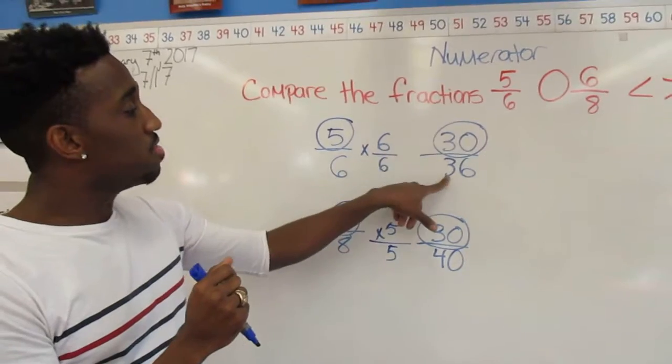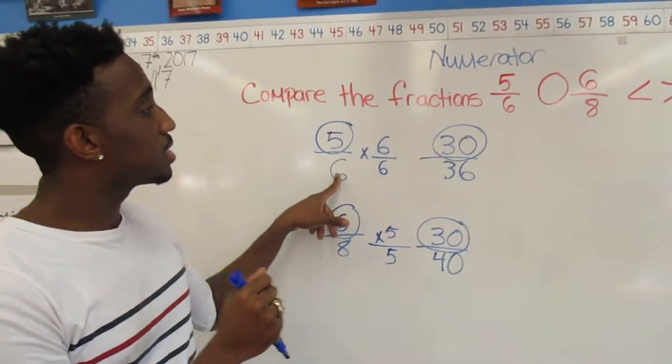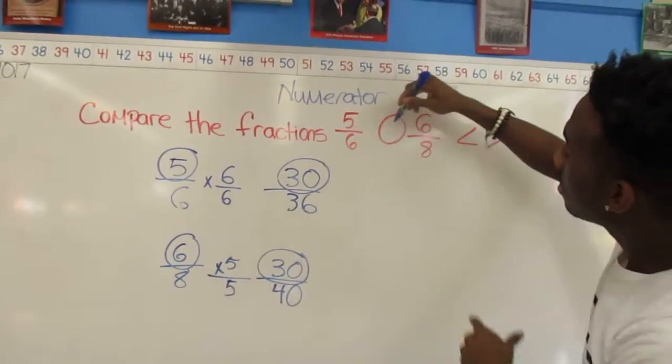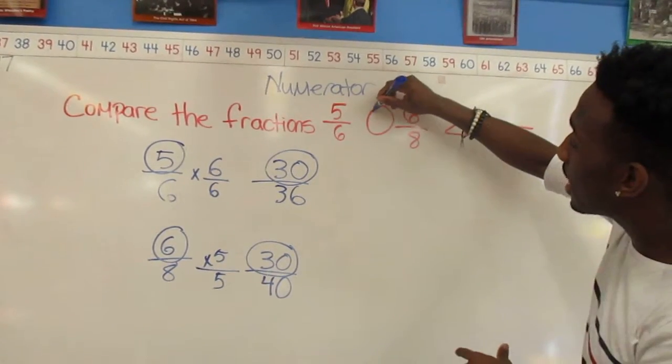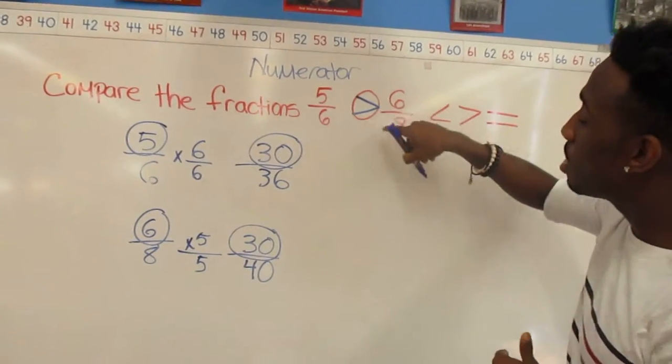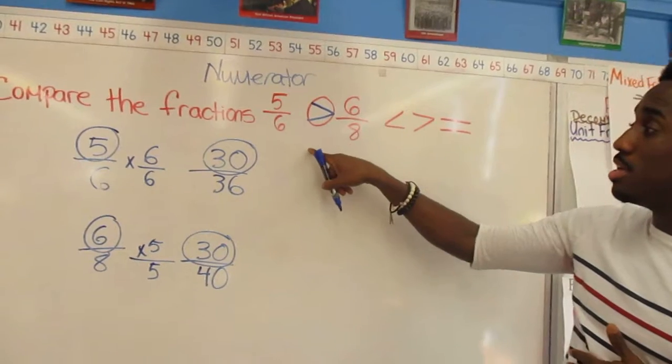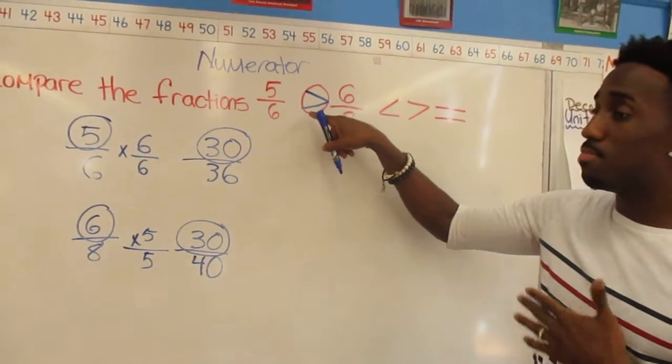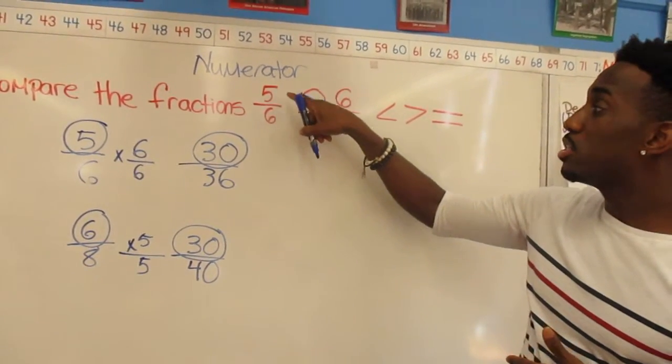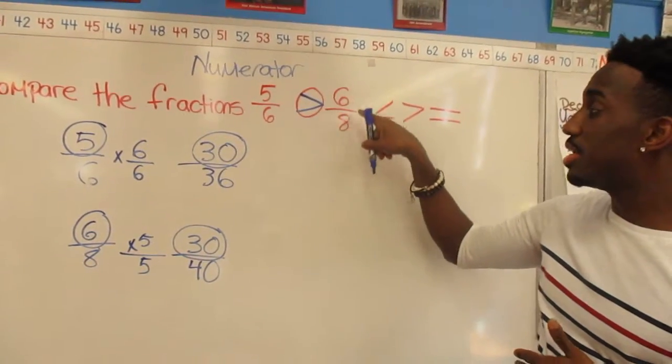So since 30 over 36 is equivalent to 5/6, I know that 5/6 is greater than 6/8. So I'm going to make sure that I do my inequality where the mouth is going to open, because the mouth opens to the bigger number. So 5/6 is greater than 6/8.